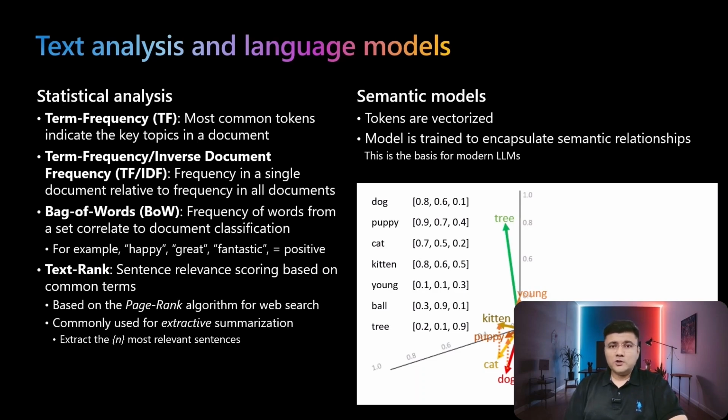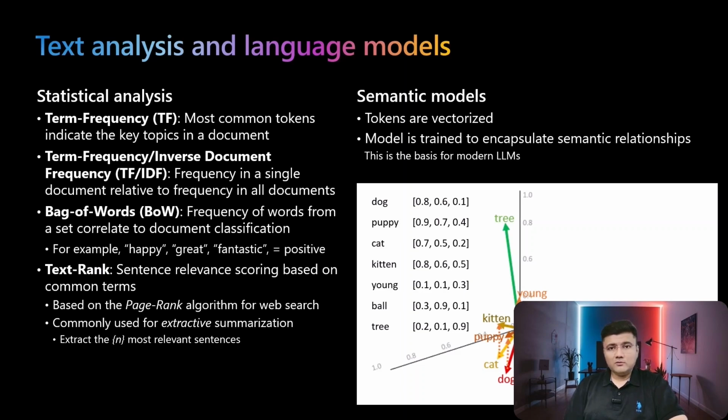While if you focus on normal natural language processing, then it's going to do all the left side things, which are under statistical analysis. Now let's understand this one by one. When I talk about the statistical approach of processing a language, we have to focus on multiple things like TF, term frequency. We focus on most common tokens indicating the key topics in the document.